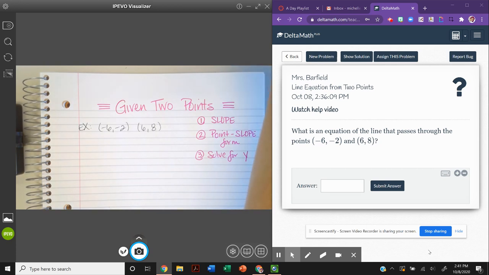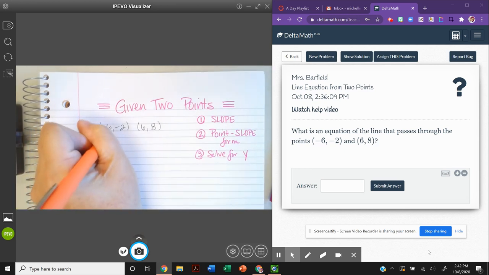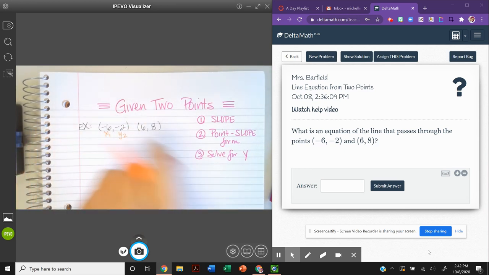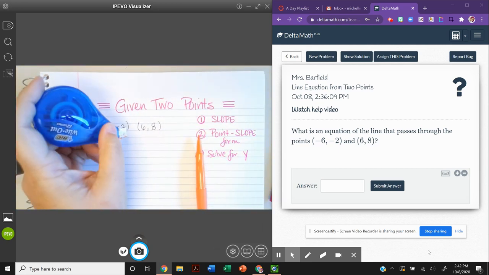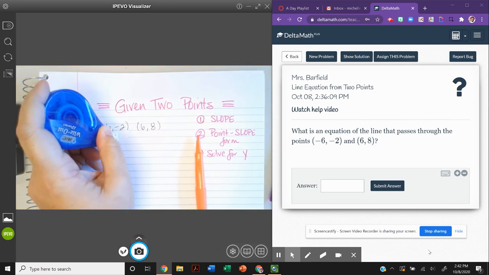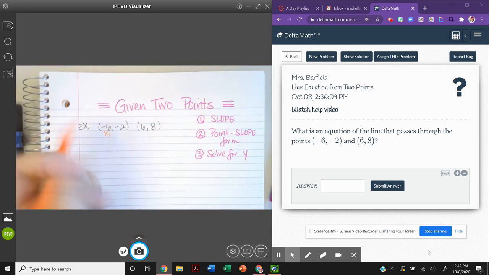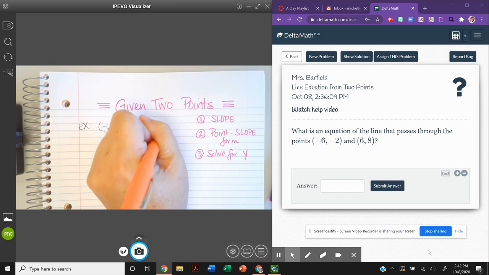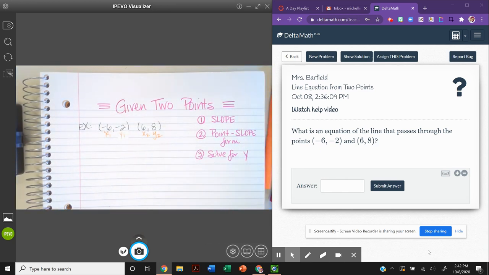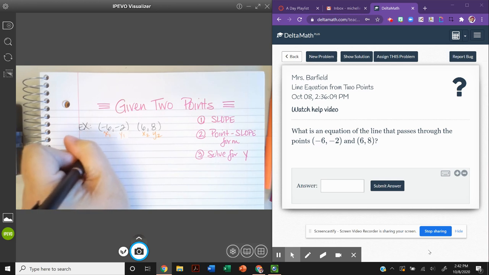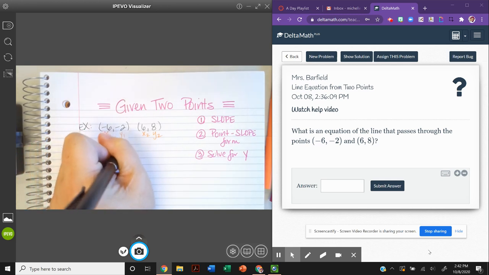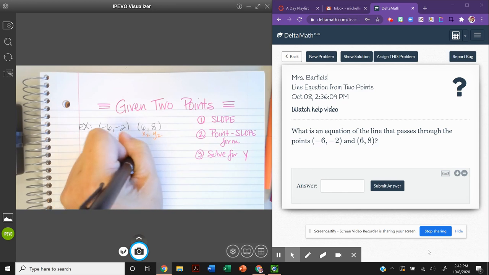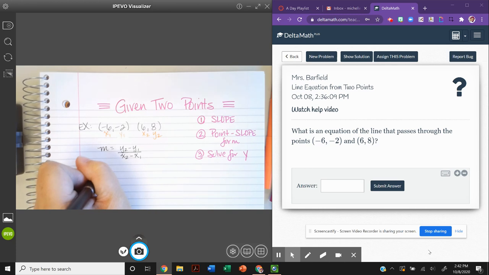All right, so first thing I need to do is find the slope. To find the slope, I need to identify that this is my x1, this is my y1. This is x2, y2. So I'm going to take that and plug it into my slope formula. My slope formula is y2 minus y1 over x2 minus x1.